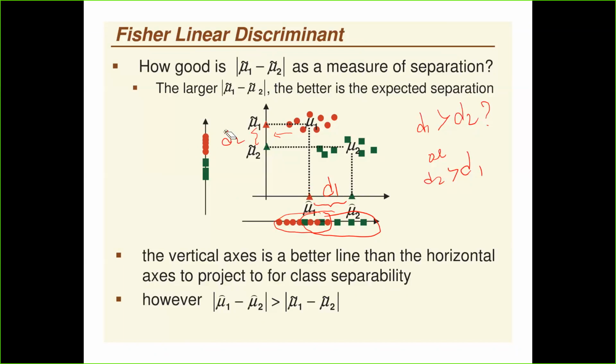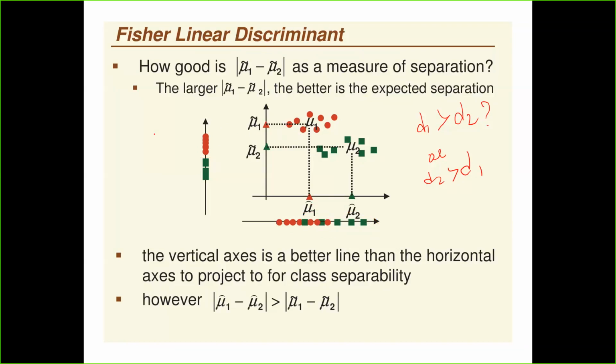So you see that here the distance is less, but the classes are well separated. Here the distance is more, still the classes are not well separated. So it means we are missing some point here, right? What is the point that we are missing? In addition to the distance between the centroids, we also need to consider something else. What is it that is missing?